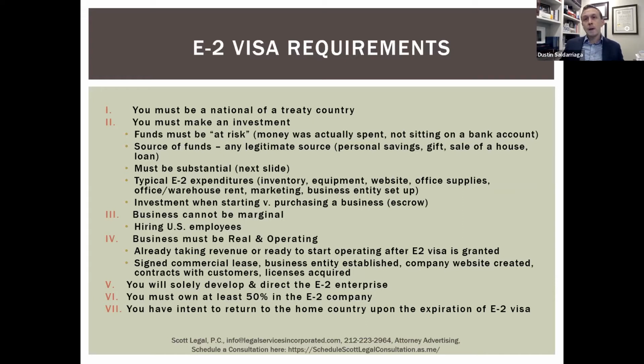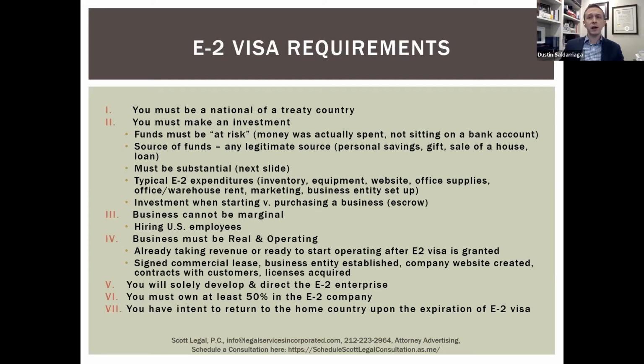You must own at least 50% in the E-2 company. This is a threshold requirement. The moment you drop below 50%, you become ineligible for the visa, even after you've received it. So if you sell equity, your ownership drops below 50%, you're ineligible at that moment. So you need to make sure you always have at least 50% ownership. And Kelly will talk a little bit later about how it is possible as a result to have two E-2 investors, as long as they each own 50% of the business.